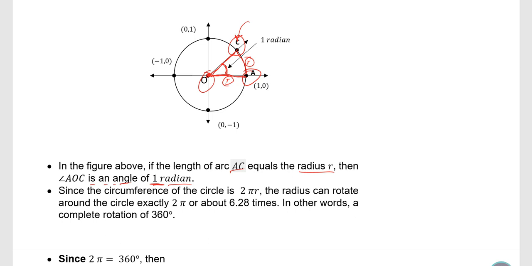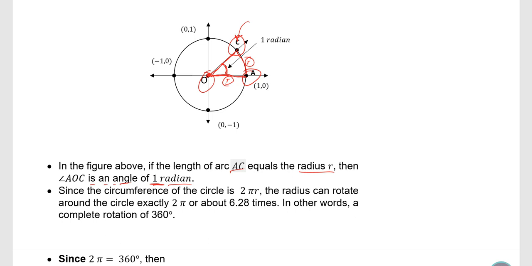Now it may seem arbitrary, it may seem not straightforward, but it'll have its uses, and you'll be clear on why we introduced this unit of measure. It does have its applications.